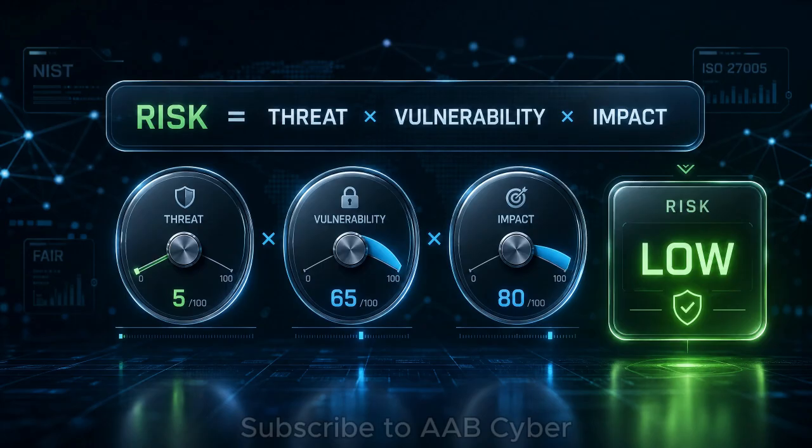Here's what that looks like in practice. A hospital running unpatched systems, that's the vulnerability, during an active ransomware campaign targeting healthcare specifically, that's the threat, holding patient records worth extorting, that's the impact. Put those together and you get high risk. Now take that exact same unpatched system, air-gapped, holding no real data. Risk drops way down. The vulnerability didn't change, but the threat exposure and the impact both collapsed.